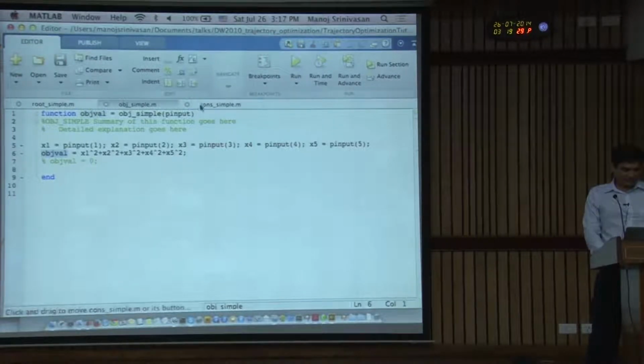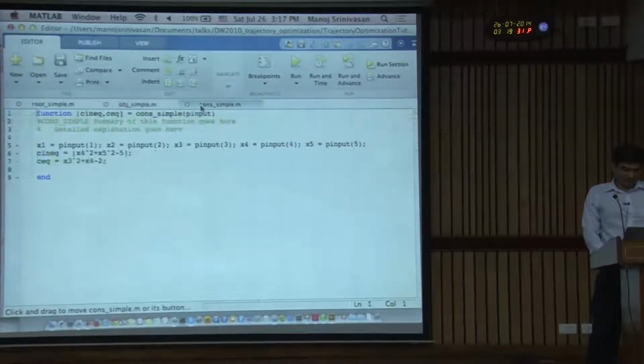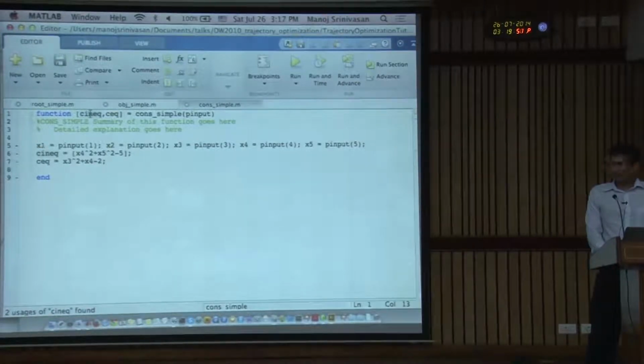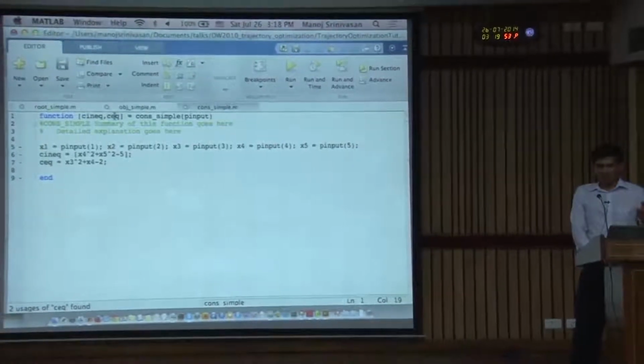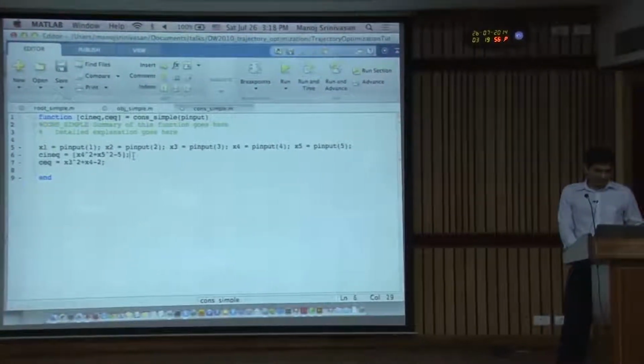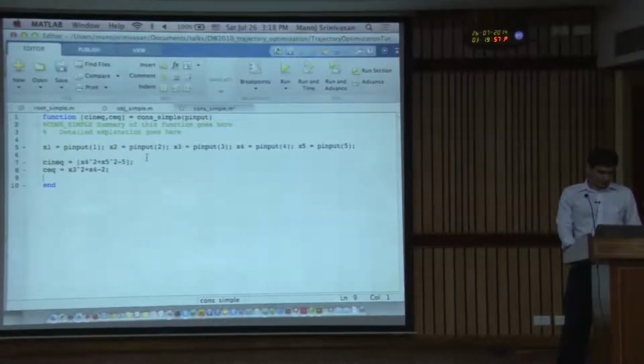Right. So this is just a function that evaluates the function, and the constraint. This is the function that evaluates the constraint, and again, p input is x1, x2, x3, x4, x5, and the output of this constraint function has 2 pieces. The first piece is the set of all inequality constraints, and the second piece is the set of all equality constraints, right?